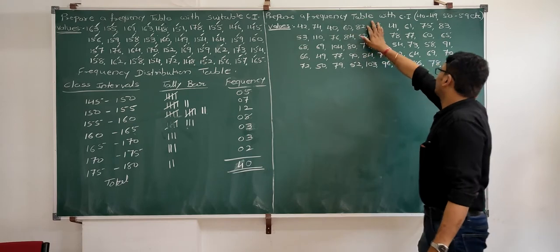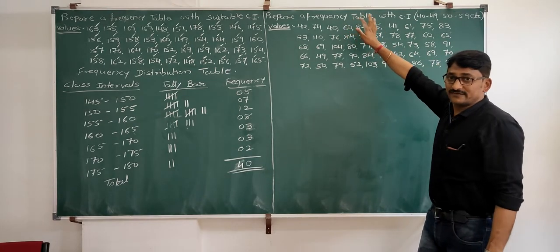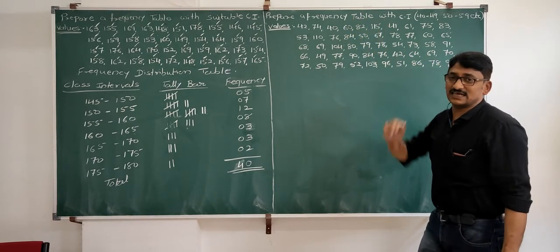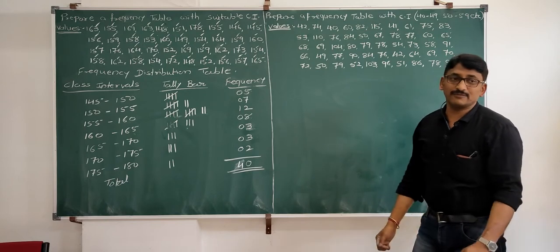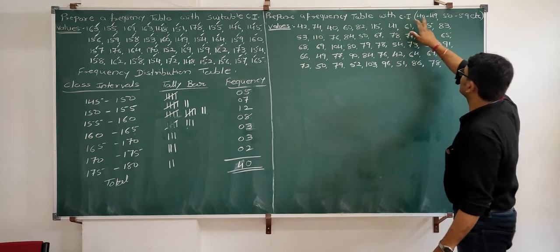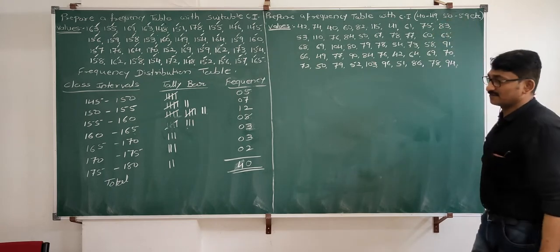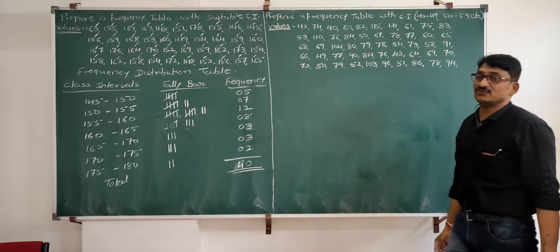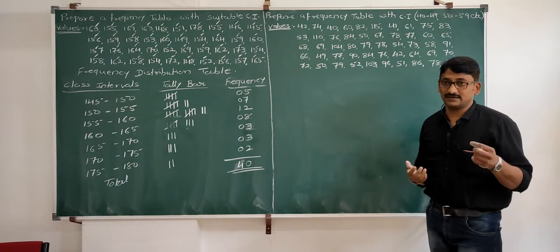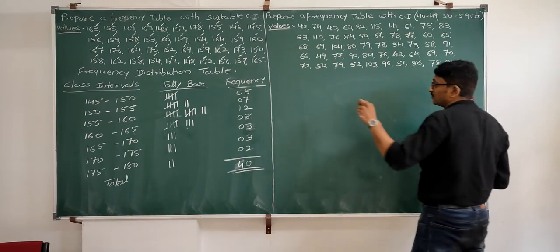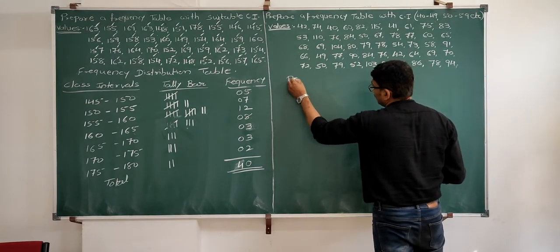Again we have to prepare a frequency table. No doubt we have to prepare a frequency table, but here classes are given. Which type of classes are given? It is given as 40 to 49, 50 to 59, etc. Now whether this is exclusive or inclusive, that we will think of later. But the first step of solving the problem is again to start with the range.